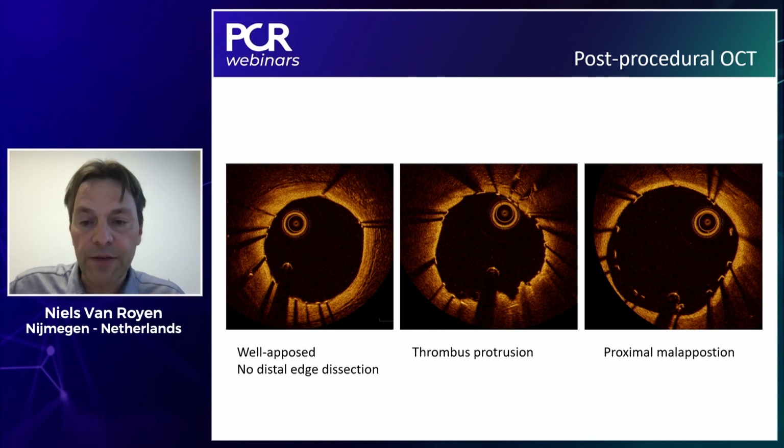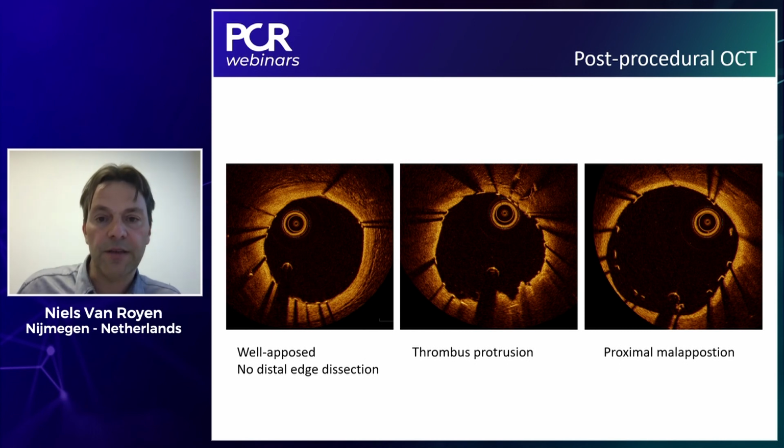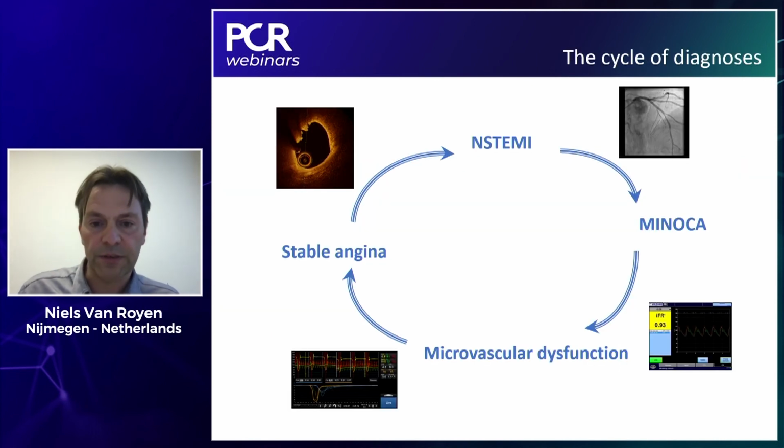As you can see in the middle panel, protrusion of the thrombus. And then proximally there was malapposition, mainly because there the vessel was too large for the stent or otherwise. So we did a post dilation there with a nice result.